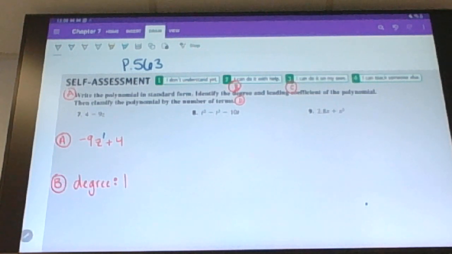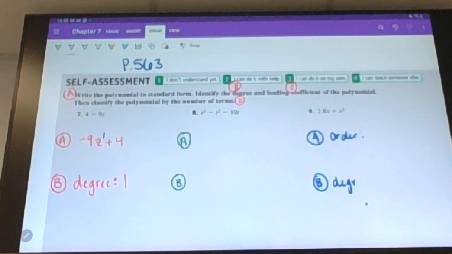So, A for this one, B for this one, A for this one, B for this one. This is the order. This is the degree. This is the order. This is the degree.